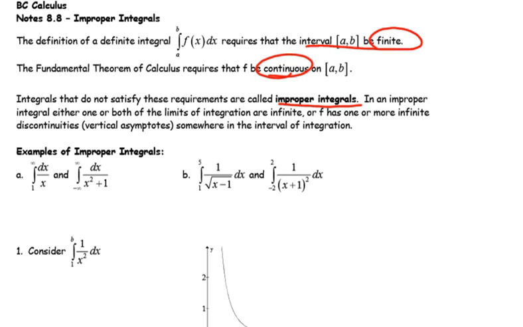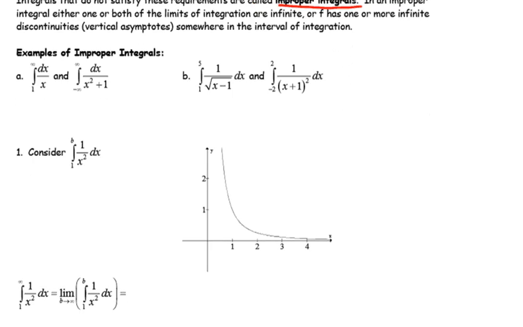So some examples of what this might look like. In part A, it's really easy to determine because you see infinity sitting in our limits of integration. So that's an improper integral. So think again about what integration means. It's finding the area under the curve.